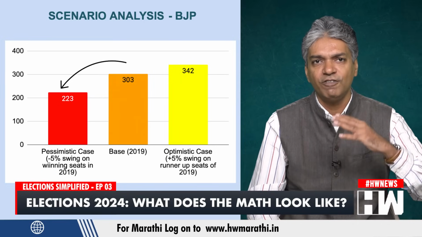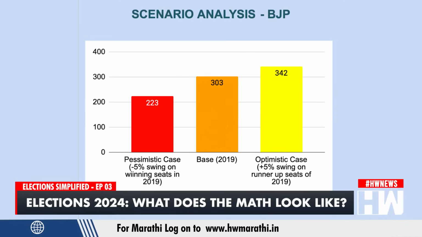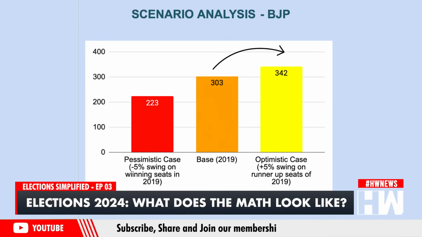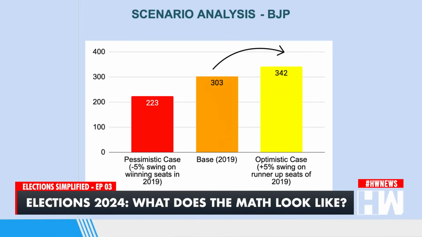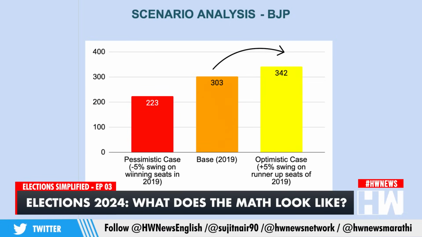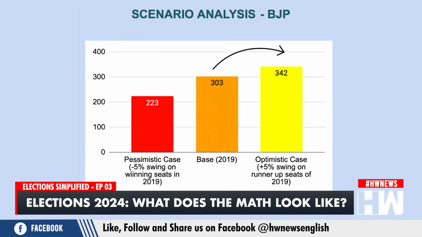What happens if there is a 5% swing in favor of the BJP? Now, if there is a swing of 5% in favor of the BJP on the seats which it won, it does not make any difference. But if there is a swing in favor of the BJP on the 72 seats where it finished as runner-up, implying BJP's vote share increasing by 5% and whoever was the winner, their vote share declining by 5%. So a 5% swing in favor of the BJP on the seats where it was runner-up and a 5% decline in the vote share of the winner on the 72 seats, the BJP's tally could increase by 39 seats to 342 seats.